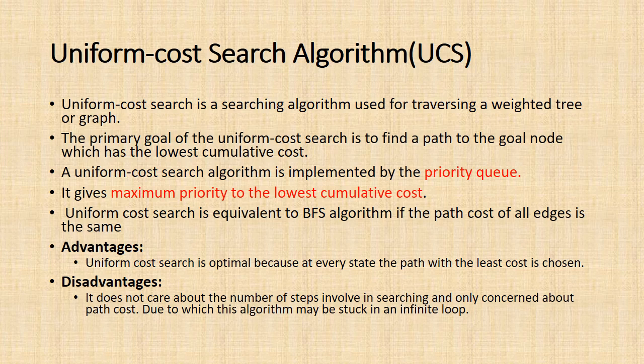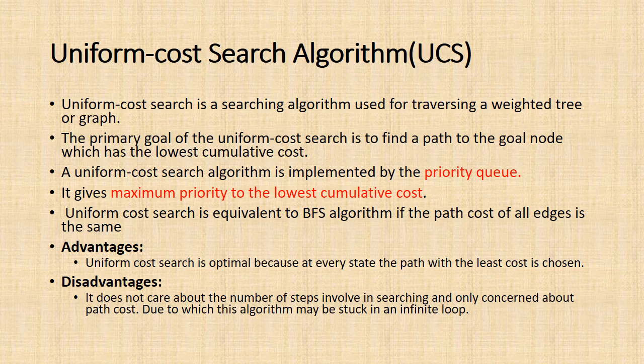Uniform cost search expands nodes according to their path costs from the root node. It can be used to solve any graph or tree where the optimal cost is in demand. A uniform cost search algorithm is implemented by the priority queue. It gives maximum priority to the lowest cumulative cost. Uniform cost search is equivalent to the BFS algorithm if the path cost of all edges is the same.